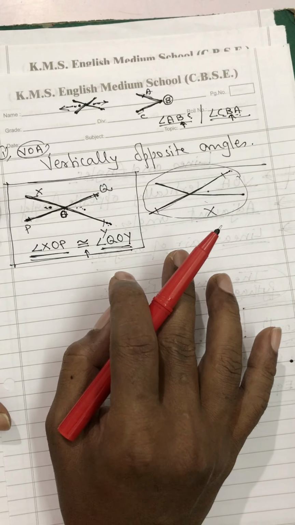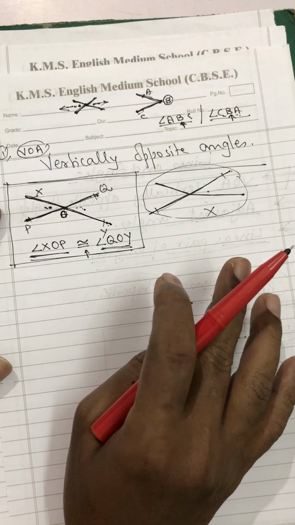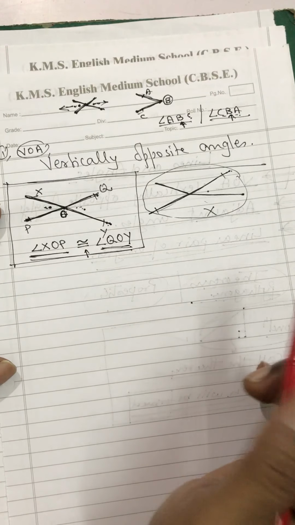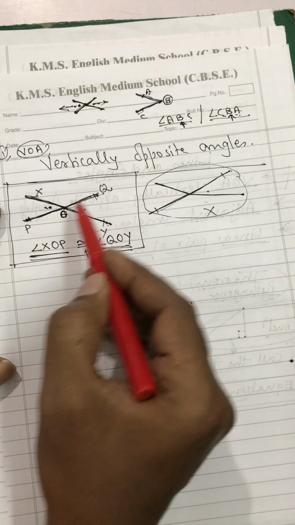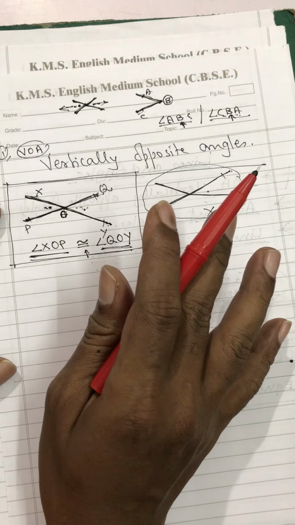Whenever two straight lines intersect each other at a point, the vertically opposite angles formed are congruent to each other.